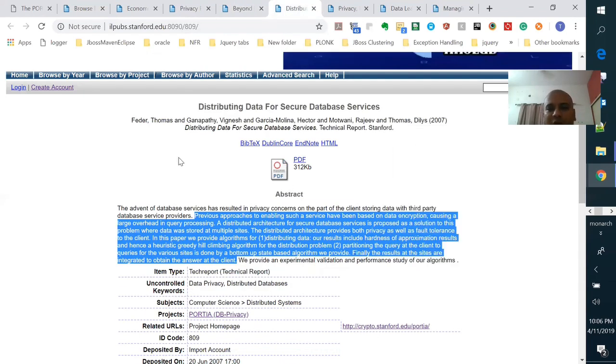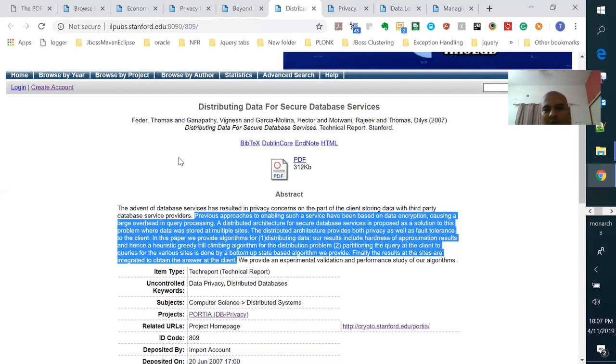Distributing data for secure database service. This paper talks about how earlier we used the concept of obfuscation or encryption, which was actually an overhead on the performance. So this paper discusses a distributed architecture for secure database service. Basically, you are dividing and distributing your data. The distributed architecture provides both privacy as well as fault tolerance for the client.